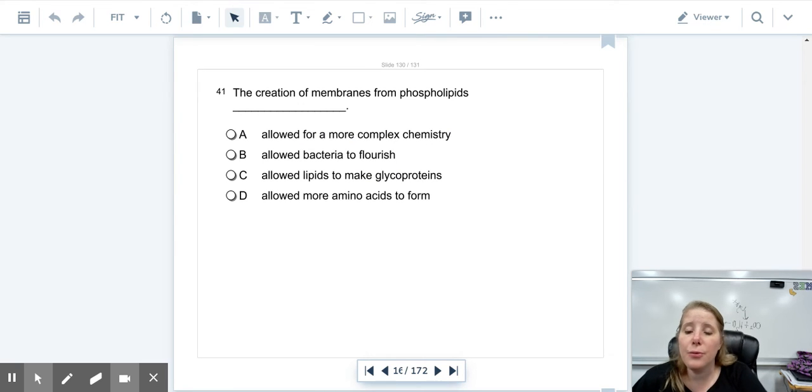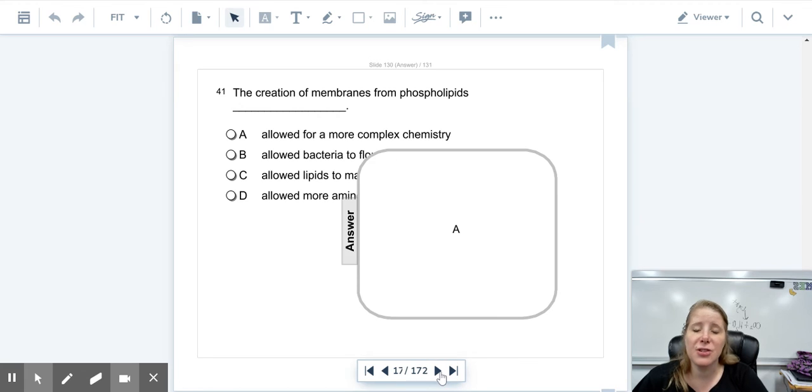All right, so number 41. The creation of membranes from phospholipids: A, allowed for more complex chemistry. B, allowed bacteria to flourish. C, allowed lipids to make glycoproteins. Or D, allowed more amino acids to form. Did you say A? You are correct. By having that enclosed environment, chemistry got to be way more intense.